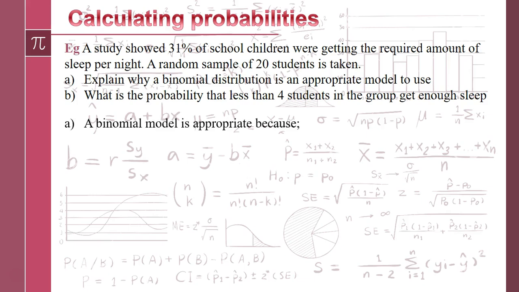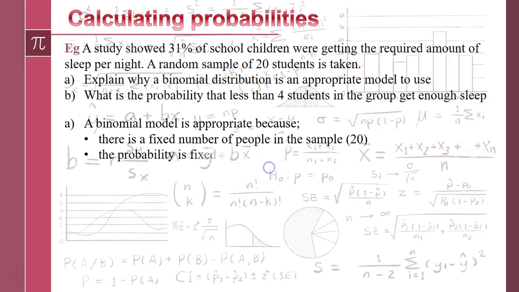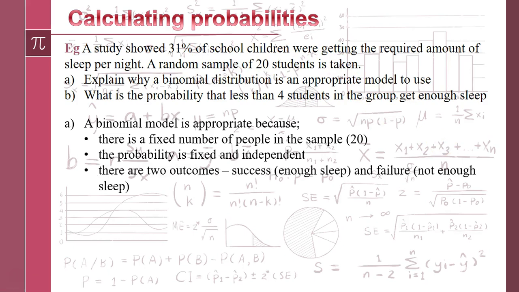Well, we've got to go back to the definition of a binomial and its characteristics, which is the fact that we've got a fixed number of trials, in this case a fixed number of people in the sample. The probability is fixed and independent. We've got 31% of school children, taken from a much, much larger group, so the probability of any given child from that sample is 0.31. And we've got two outcomes, success and failure. We've got to link those back and describe them in terms of the context: success, enough sleep; failure, not enough sleep.